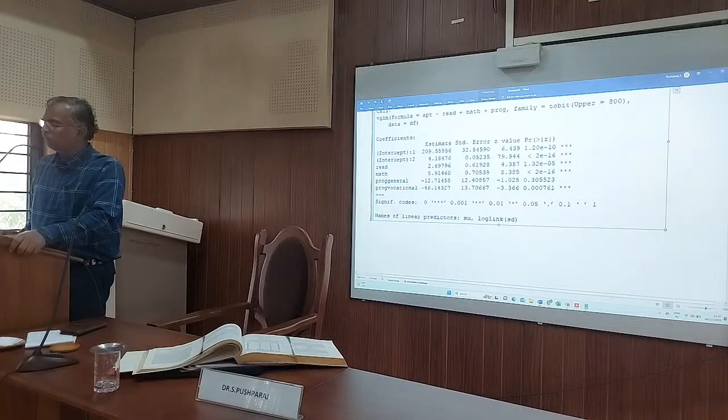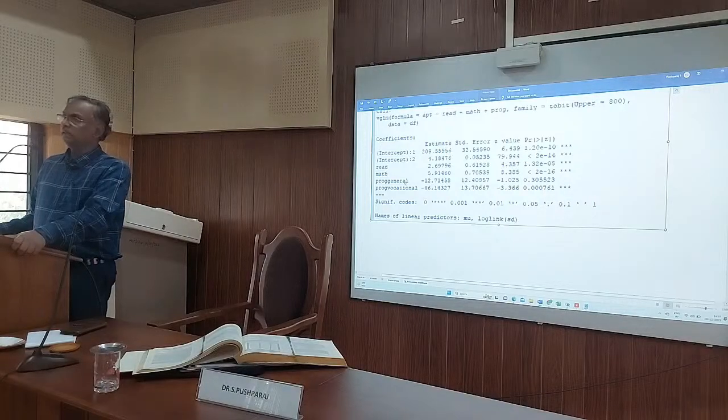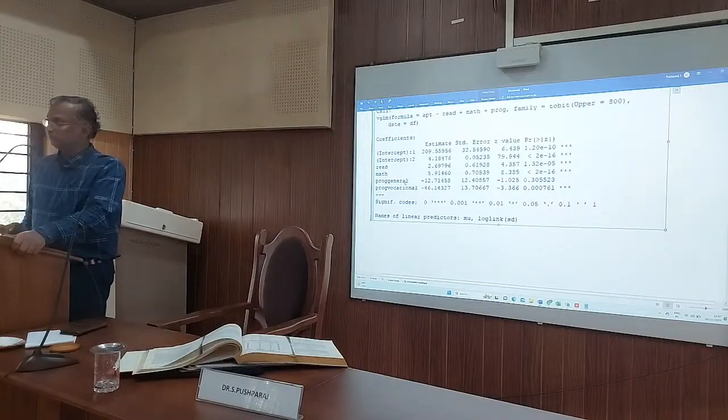Looking at the coefficients, this general group is not so different from the academic group. That's what it says, because it is not significant. It is not significant, mind you.